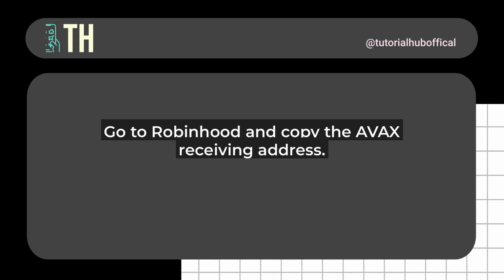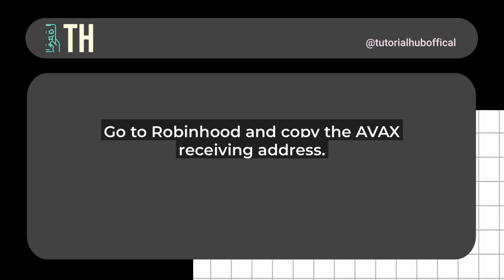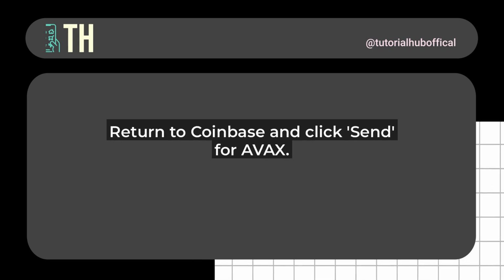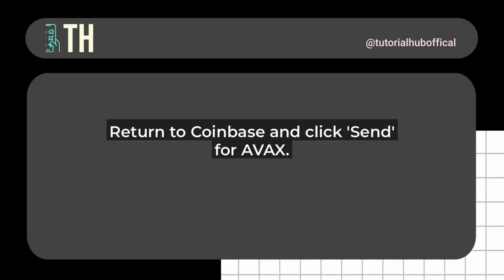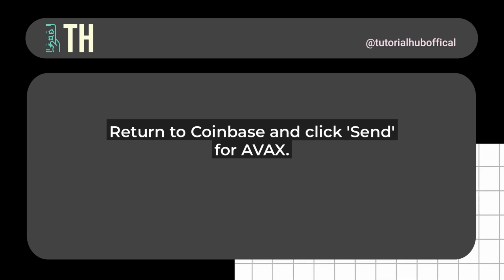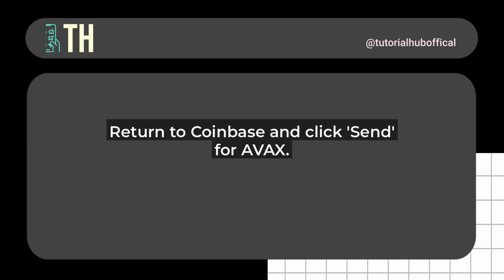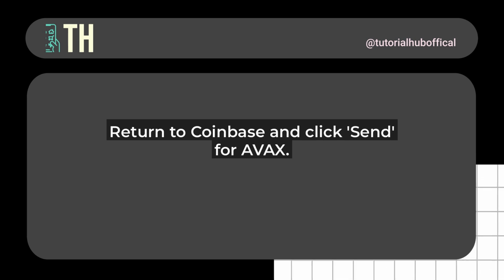Next, head over to your Robinhood app. Go to the crypto section, find your AVAX wallet, and copy the receiving address. This is crucial. Paste it carefully to avoid any mistakes. Remember, crypto transactions are irreversible, so accuracy is key.